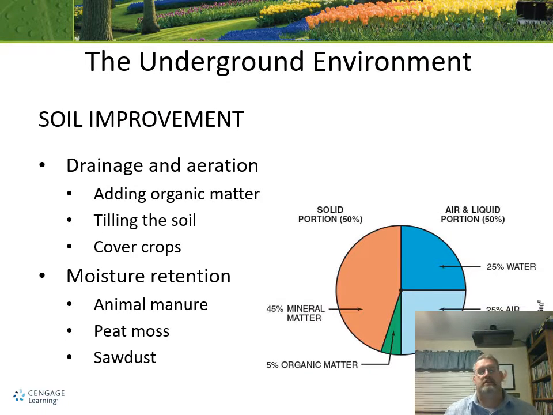So, as I just said, amending the soil is going to be improving that soil. We can do certain things like add organic material, we can till the soil, we can utilize cover crops that are going to be, say, leguminous, and they're going to impart nitrogen back into the soil. We want to make sure that if we're going to add things in, they are doing good things for us. So a lot of organic material will be great at retaining moisture, such as animal manures, peat moss, sawdust.